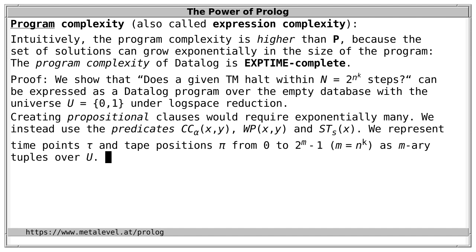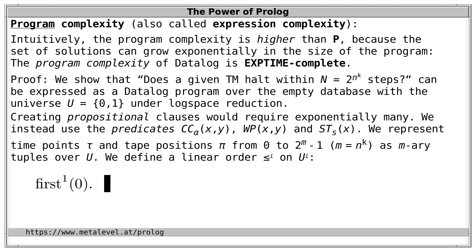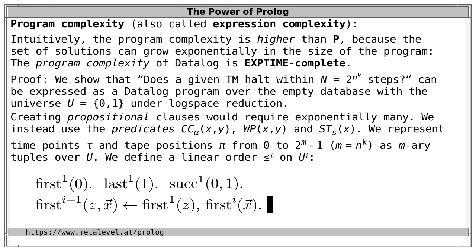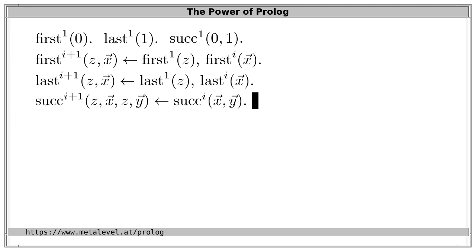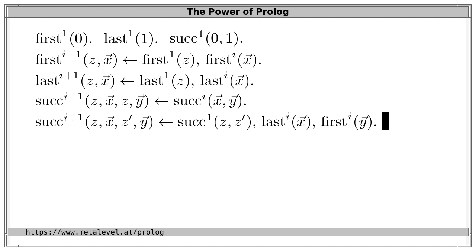And we represent time points and tape positions as tuples over our universe 0 and 1. So we can think of time points and positions as numbers represented in binary notation, and therefore they incur only logarithmic overhead. And we define a linear order, less than or equal to, on these tuples. We say 0 is the first element and 1 is the last element of unary tuples. And the successor of 0 is 1, again for unary tuples. And for higher arities, we define these relations inductively. First, last, and successor, with higher arities. And I use vector notation to mean multiple arguments of these predicates.